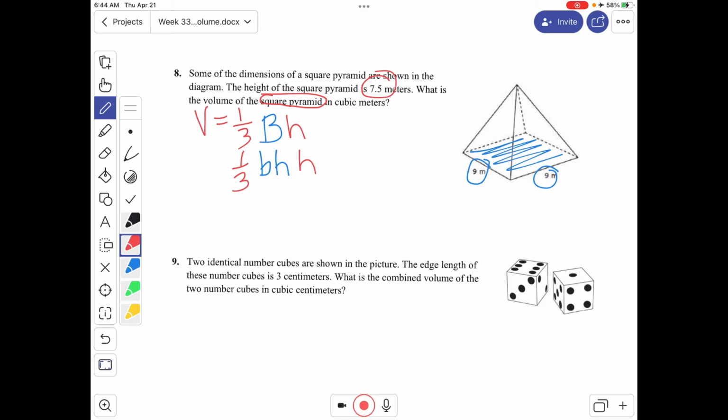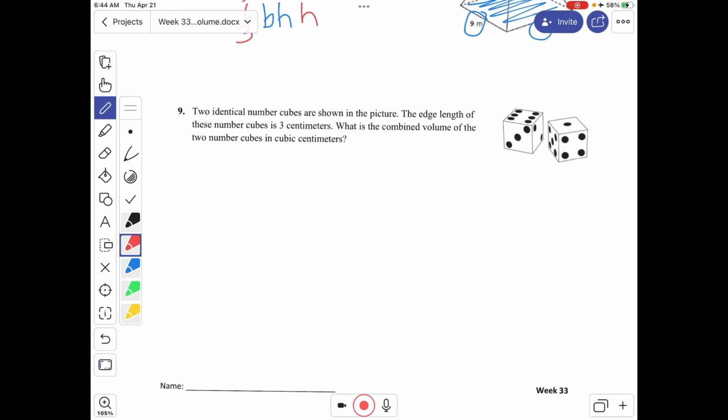Number 9, two identical number cubes are shown in the picture. The edge length of these number cubes is 3 centimeters. What is the combined volume of the two number cubes in cubic centimeters? Volume of a cube, and remember a cube is just like a prism, so that formula is area of the base times the height. And the shape of the base is a square, and the formula is base times height.